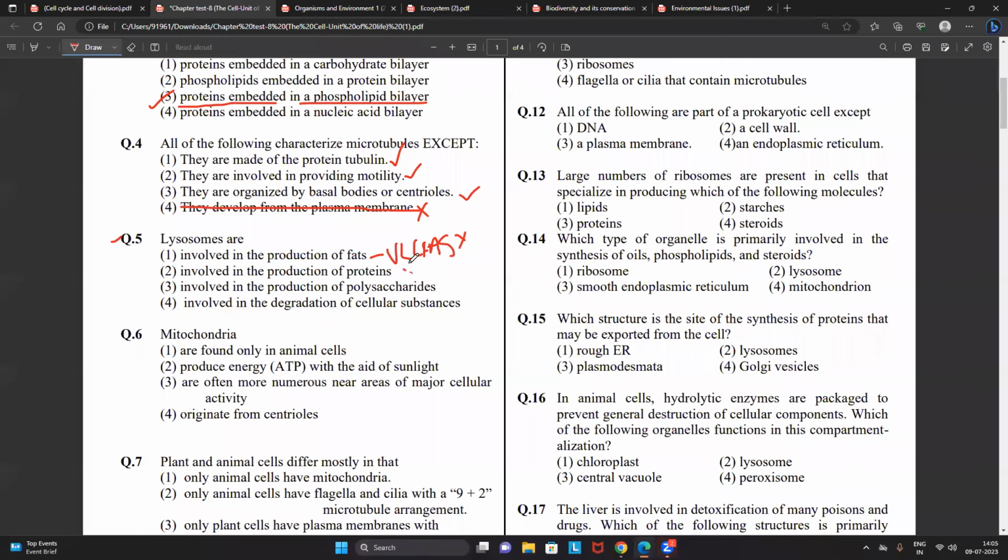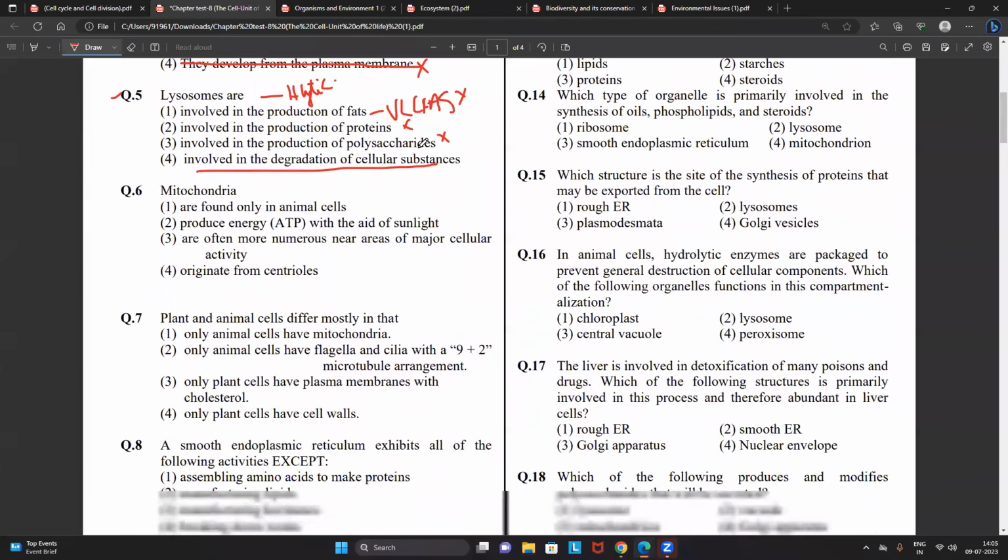Involved in production of proteins? No. Involved in production of polysaccharides? No. It contains a lot of enzymes. We all know what we generally call those enzymes. We call them the hydrolytic enzymes. No need to get confused with that point. They are very simple questions only. I want you to do faster.